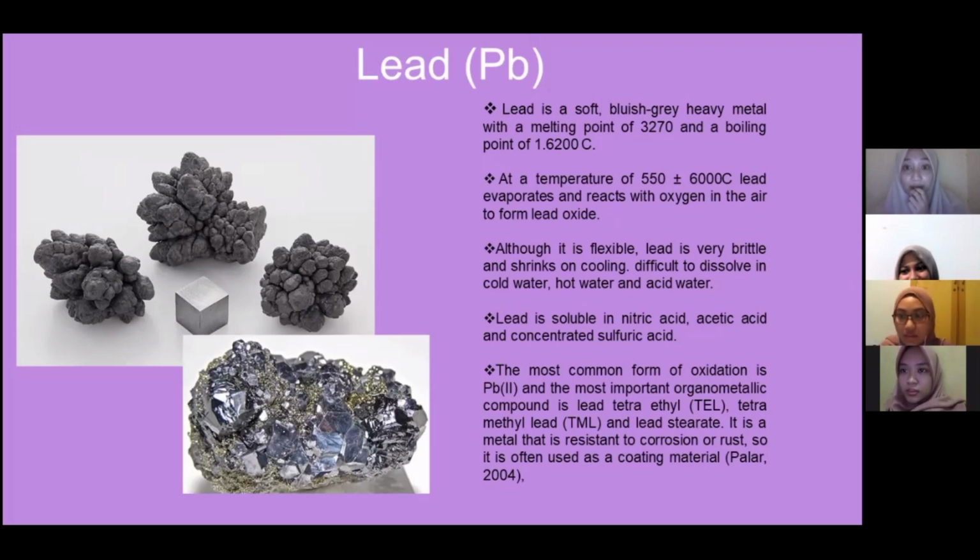to form lead oxide. Although it is flexible, lead is very brittle and shrinks on cooling, and is difficult to dissolve in cold water, hot water, and acid water. Lead is soluble in nitric acid, acetic acid, and concentrated sulfuric acid. The most common form of oxidation is Pb2, and the most important organometallic compounds are lead tetraethyl or TEL, tetramethyl lead or TML, and lead stearates. It is a metal that is resistant to corrosion or rust, so it is often used as a coating material.